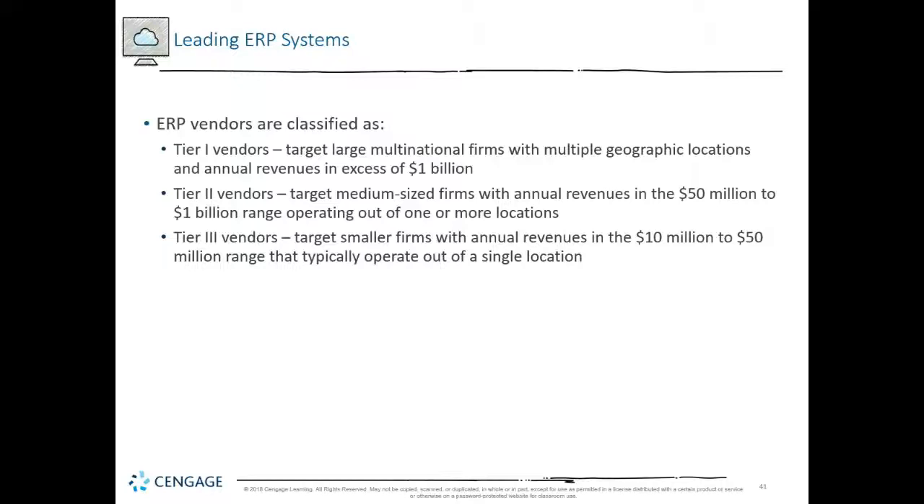Leading ERP systems. ERP vendors are classified as Tier 1 vendors, which target large multinational firms with multi-geographical locations and annual revenues that exceed $1 billion. Tier 2 vendors target medium firms with annual revenues between $50 million and $1 billion, operating out of one or more locations. Tier 3 vendors target smaller firms with annual revenues between $10 million and $50 million that typically operate out of a single location.